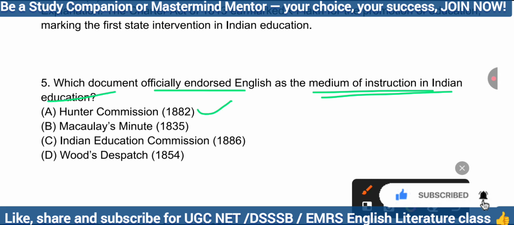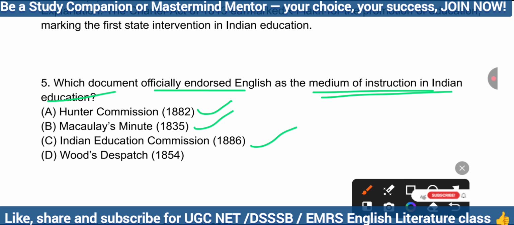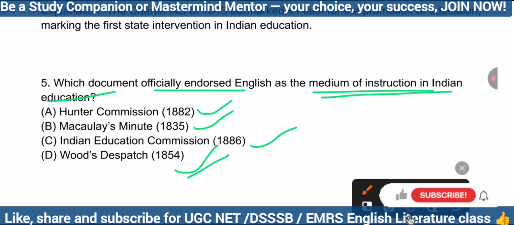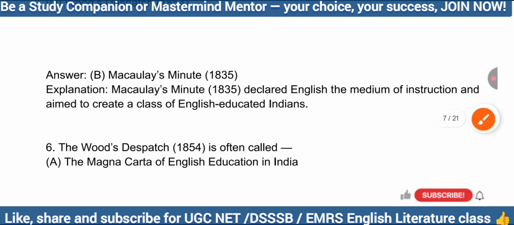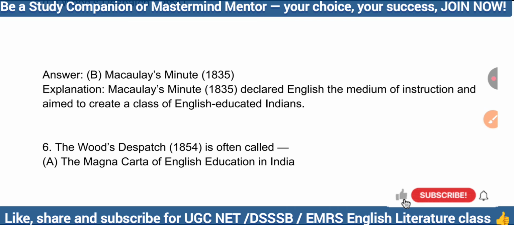Next question we have: which document officially endorsed English as the medium of instruction in education? Hunter Commission 1882, Macaulay's Minute 1835, Indian Education Commission 1886, or Wood Dispatch 1854. So it is option B, Macaulay's Minute 1835. According to them, the medium of instruction should be English.